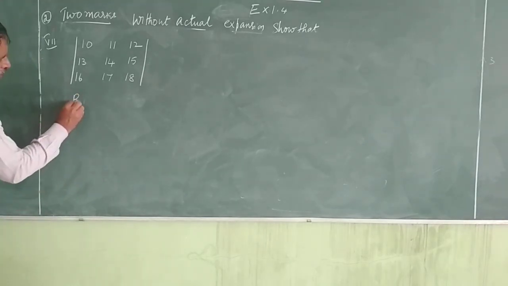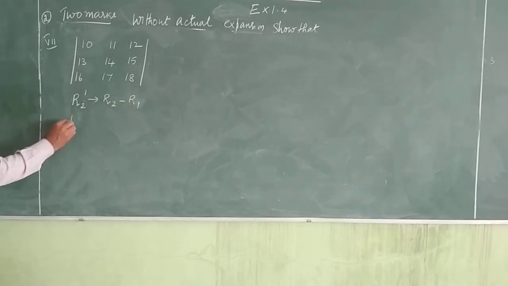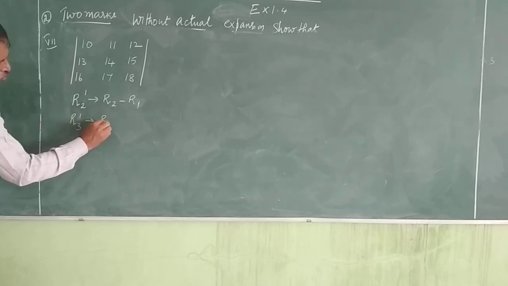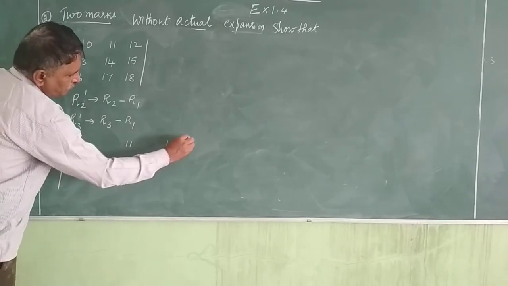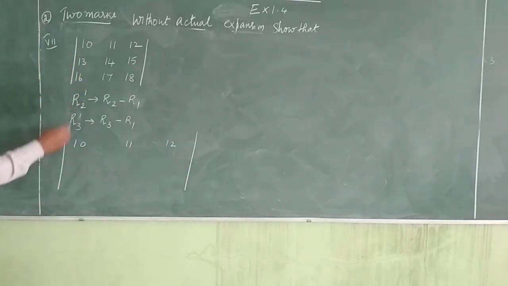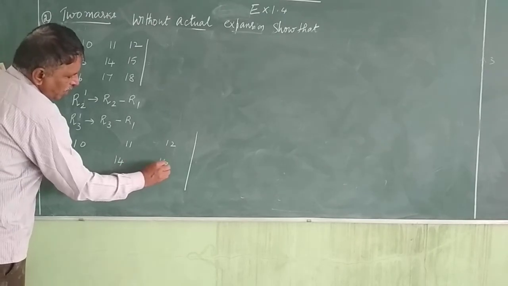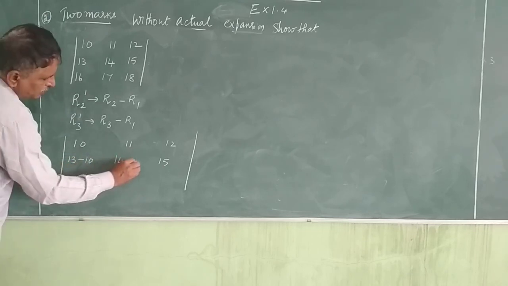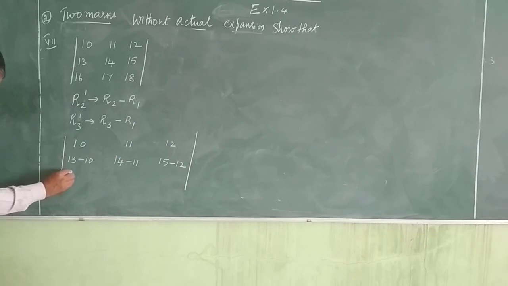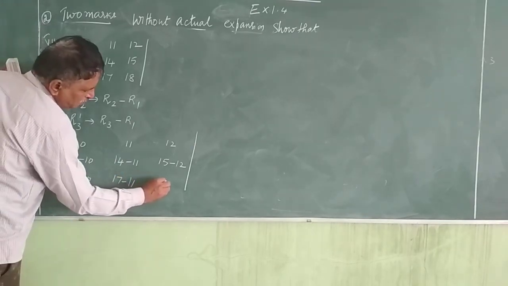I will write second row changes to second row minus first row. Similarly, third row changes to third row minus first row. Both you need to do because we have 3 rows. The first row is 10, 11, 12. The second row is 13, 14, 15, and I change it by subtracting the elements of the first row: minus 10, minus 11, minus 12. Similarly, the third row: 16 minus 10, 17 minus 11, 18 minus 12.